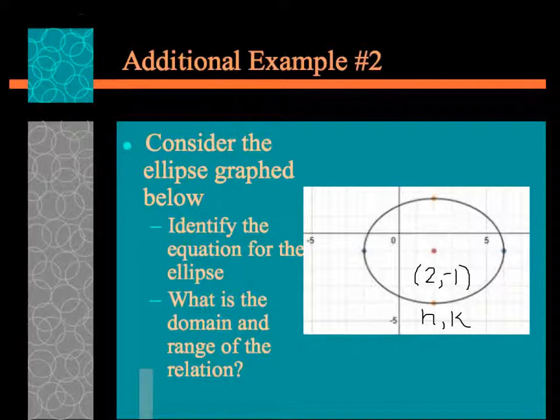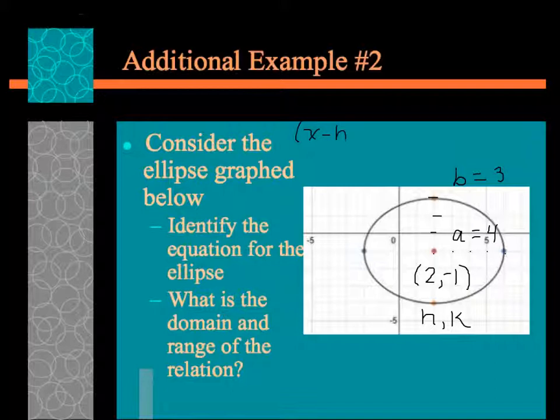The second thing to determine is how far right and left we went to get to the edges of the ellipse. Well, from the center, it goes 1, 2, 3, 4 places. A must be 4. And from the center, it goes up 1, 2, 3 places. So the vertical movement is always about B. B must be 3.